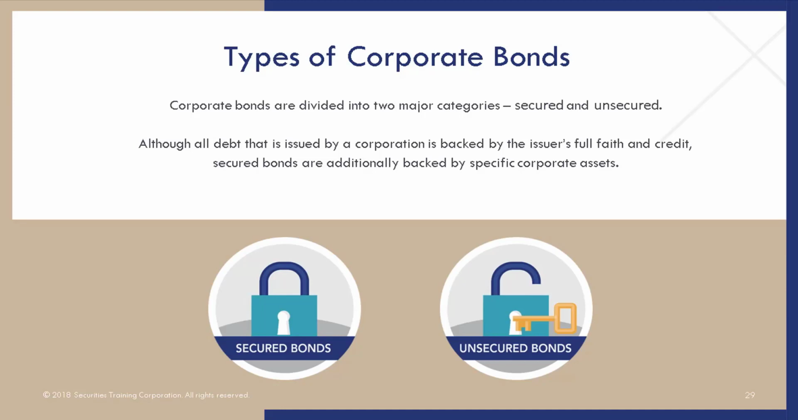Unsecured debt is backed by the corporation's full faith and credit, so their earnings ability, but there's no specific asset that you have a lien against. Sometimes you're referred to as just a general creditor of that corporation. There's no specific asset that's been pledged that you have a lien against. Unsecured bonds are sometimes called debentures.